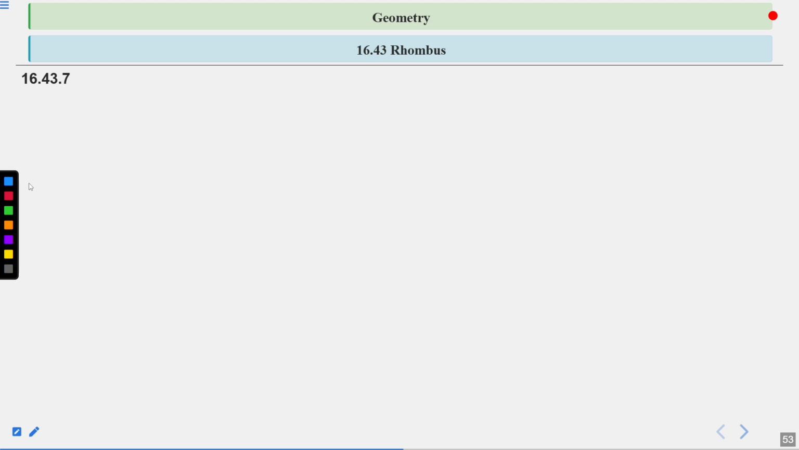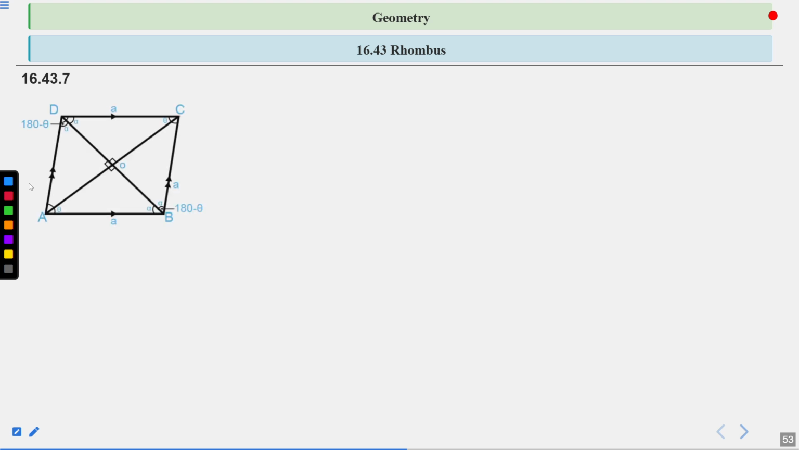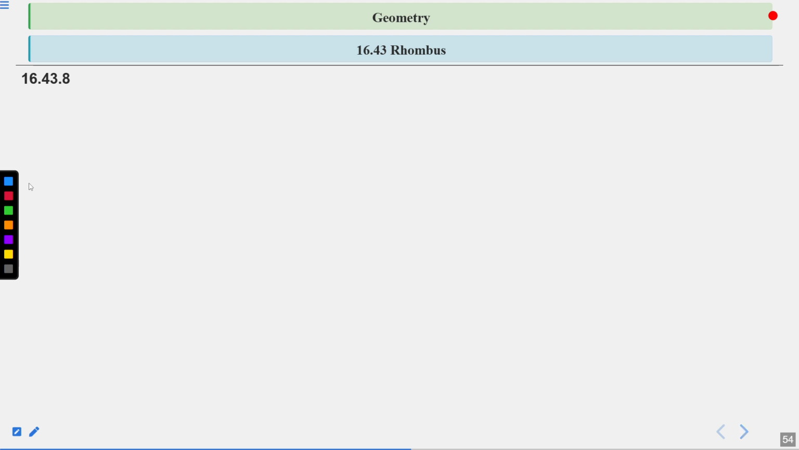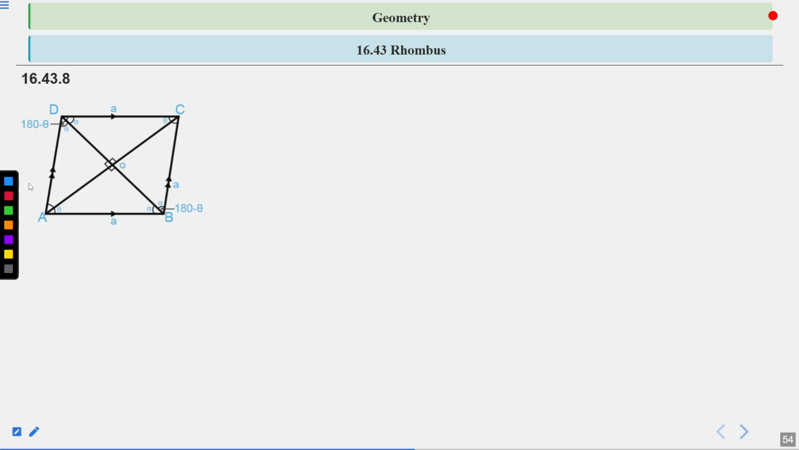Property 16.43.7 of the rhombus. This is the diagram of the rhombus. AO equals OC, which is AC by 2, and BO equals OD, which is BD by 2. Next, property 16.43.8 of the rhombus. This is the diagram of the rhombus. The diagonals bisect each other at 90 degrees. It means angle AOB is 90 degrees.